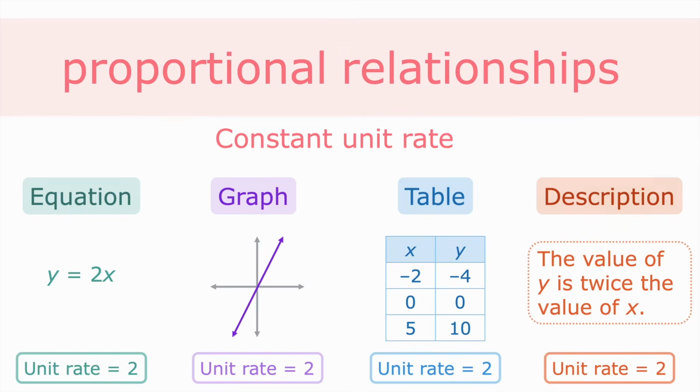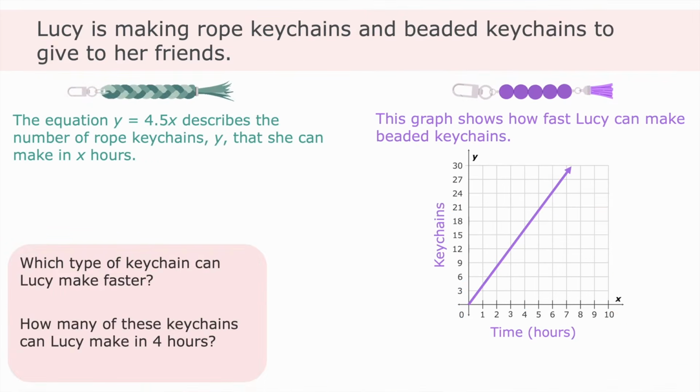Let's try some examples. Lucy is making rope keychains and beaded keychains to give to her friends. The equation y equals 4.5x describes the number of rope keychains y that she can make in x hours. The graph shows how fast Lucy can make beaded keychains. Let's first determine which type of keychain Lucy can make faster.